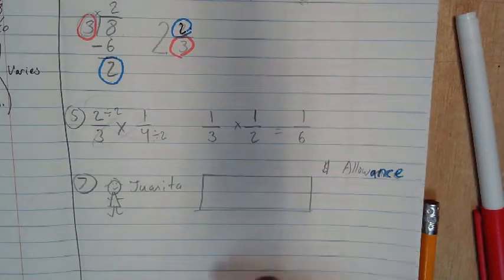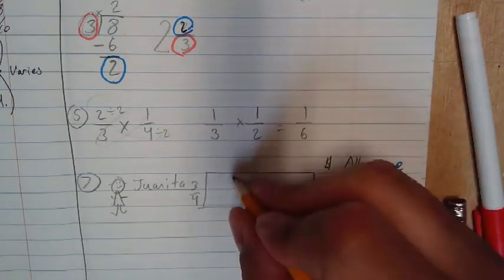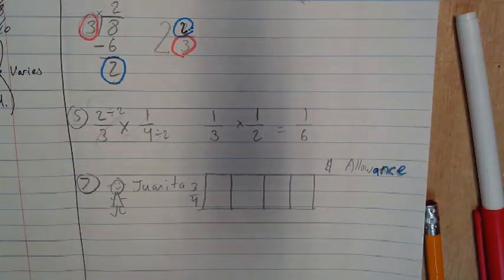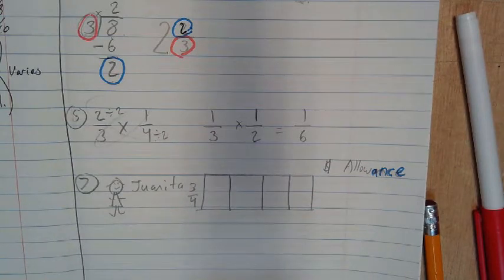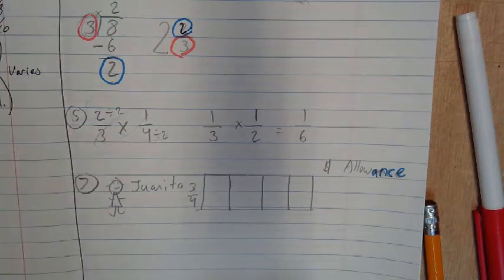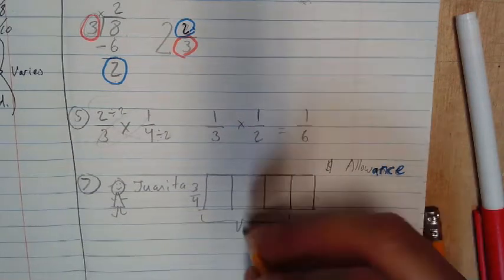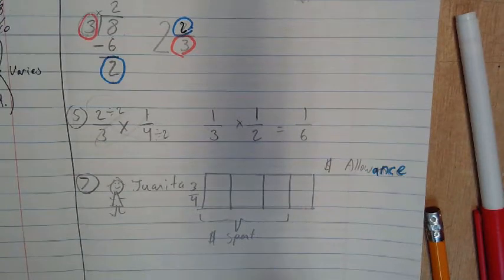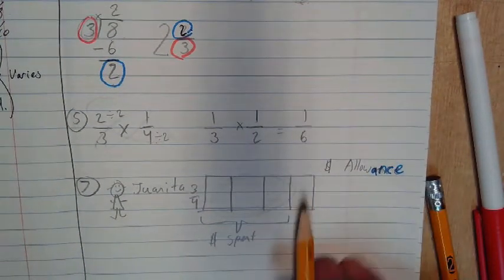She took her allowance. It says 3/4 of her allowance. So that means she took her allowance and broke it up into 4 parts. Okay? She took 3/4 of her allowance and she spent half on new earphones. So this is what she spent. Money spent. 3/4 of her allowance, not all of it.